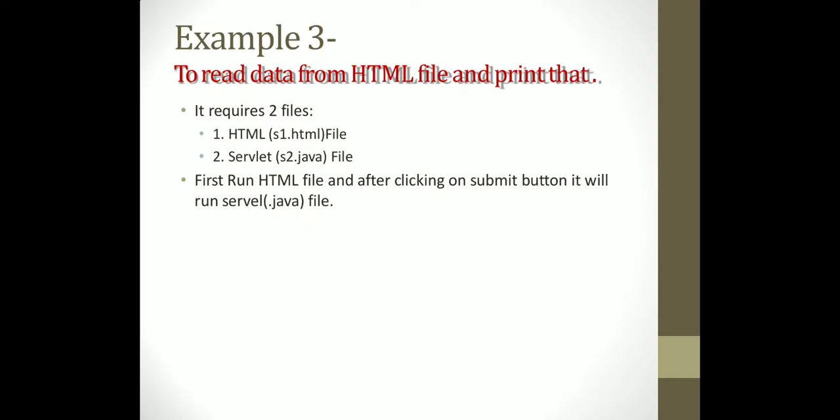Then we have seen the third example for reading data from an HTML file and printing it. It requires two files, that is an HTML file and a servlet file. The HTML file we have named s1.html and the servlet file s2.java. For that, first run the HTML file, and after clicking on the submit button it will run the servlet, that is the .java file.